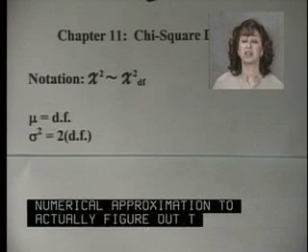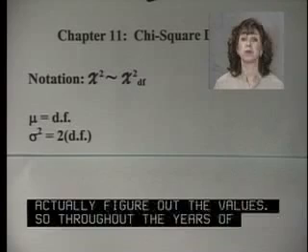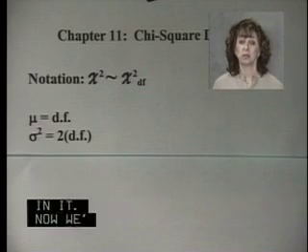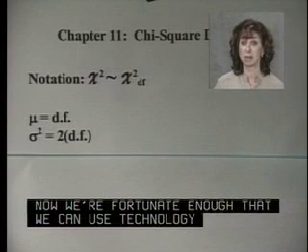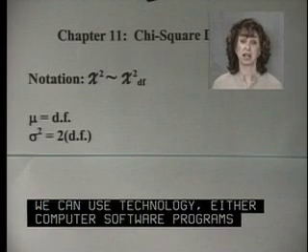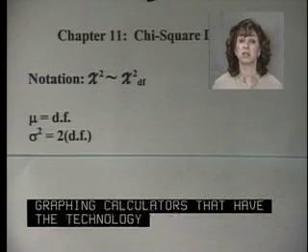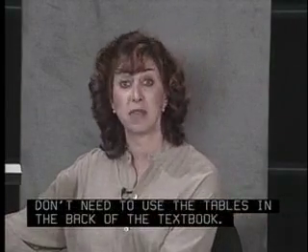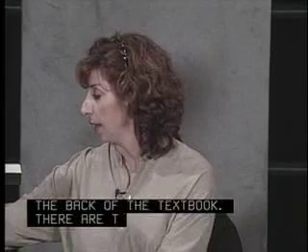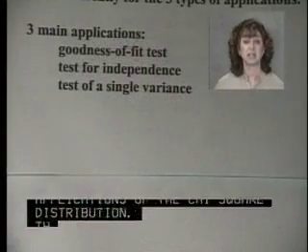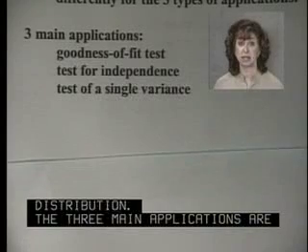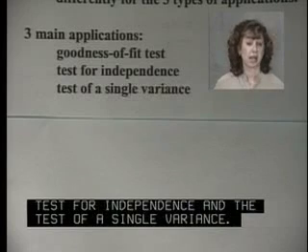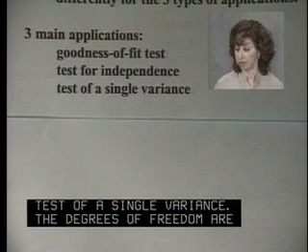And so throughout the years of studying the chi-square distribution, textbooks have included charts that have values in it. Now we're fortunate enough that we can use technology, either computer software programs or graphing calculators that have the technology built in, so that you don't need to use the tables in the back of the textbook. There are 3 main applications of the chi-square distribution: the goodness of fit test, the test for independence, and the test of a single variance. The degrees of freedom are calculated differently for all 3 types of tests.